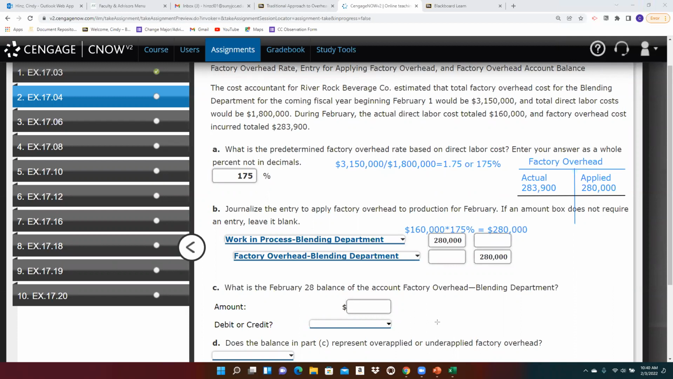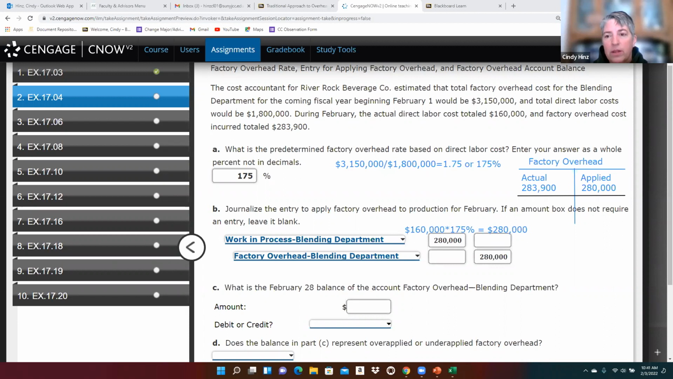My question is that the direct labor cost falls under factory overhead, right? No, direct labor is a prime cost. It's a direct cost and it goes directly to work in process. So the direct labor is not part of the overhead. So how are we putting it into factory overhead? We're not. There's no direct labor in there.